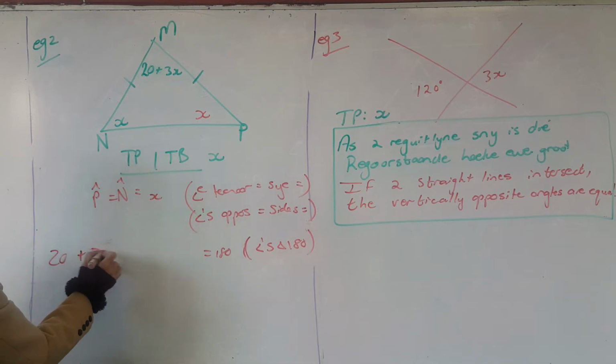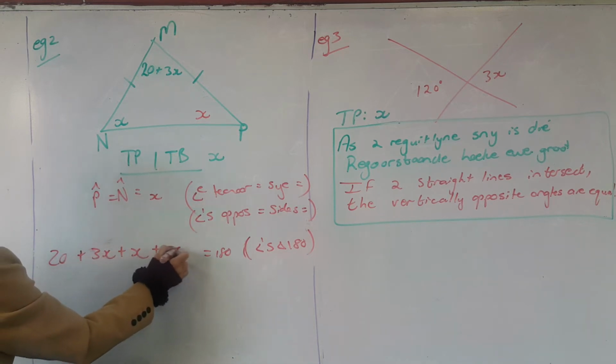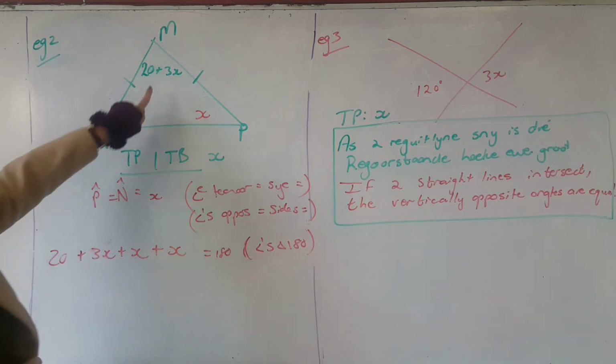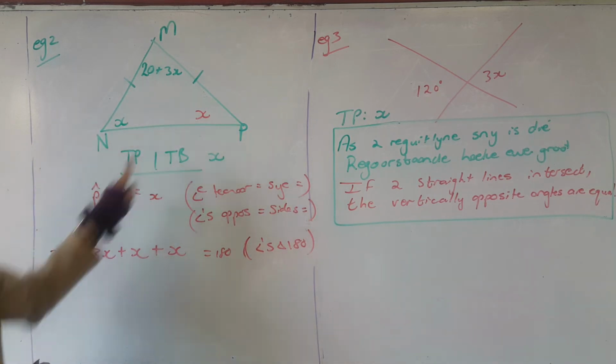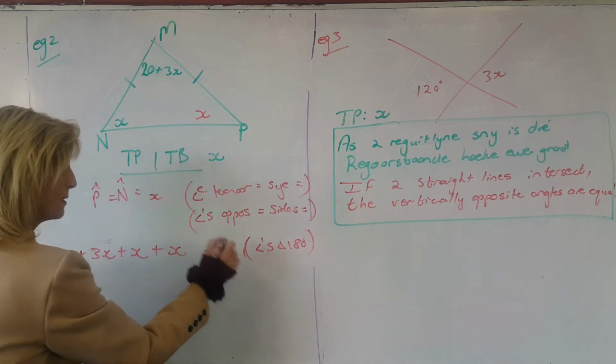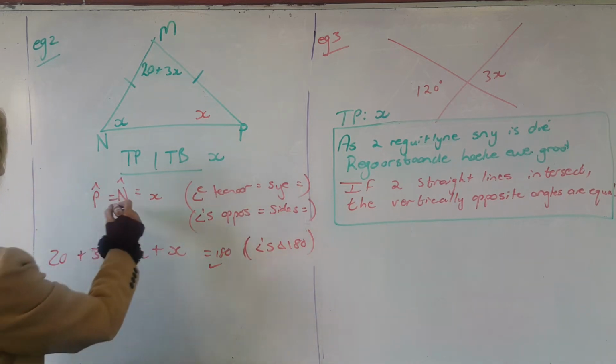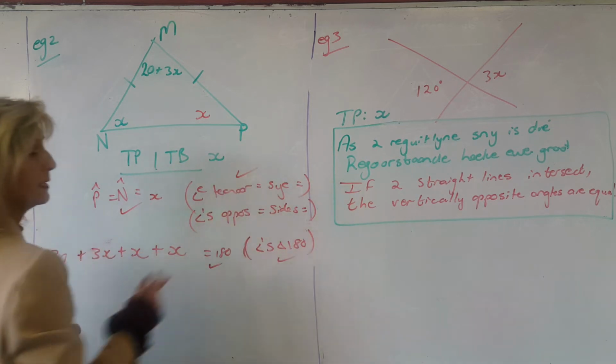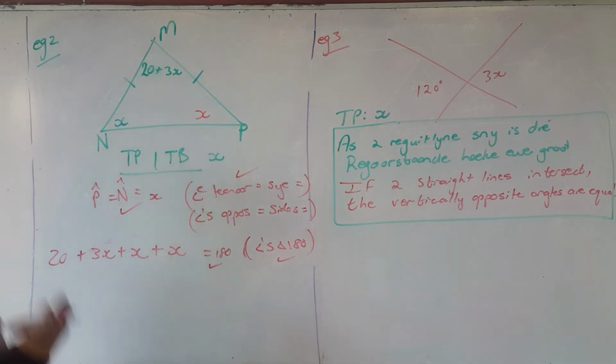Maar die feit is, ons wil daai 20 plus 3x plus x plus x by mekaar gaan tel. So I'm adding that plus that together and it must give me 180. For knowing this is worth a mark. So daai was 'n punt en 'n punt en 'n punt en 'n punt. Everything has a reason.